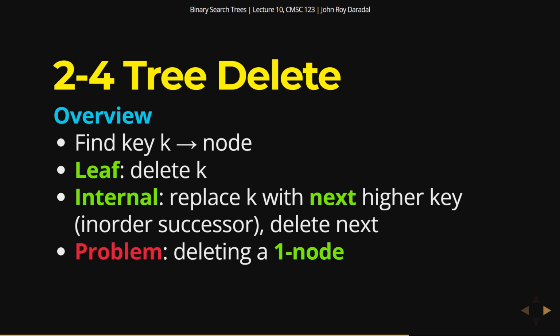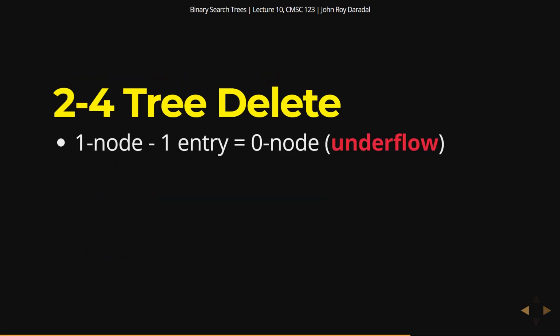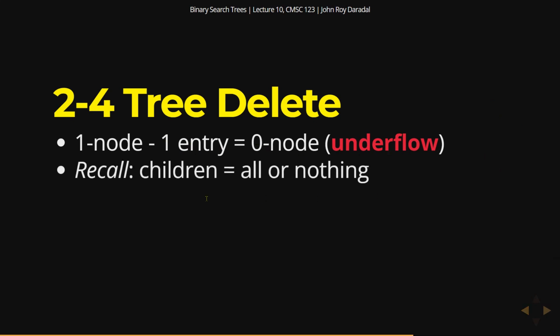The reason for this is because we cannot delete from a one node, because it becomes empty, right? And since there shouldn't be any blanks, because the children should be all or nothing, we cannot allow this to happen. If you have a one node and you delete one entry from it, it becomes a zero node, which is an underflow. And recall, the children is all or nothing, so we can't have any zero nodes lying around.